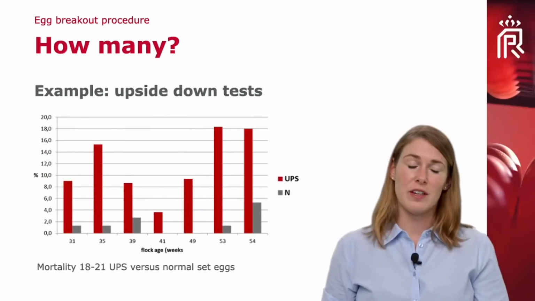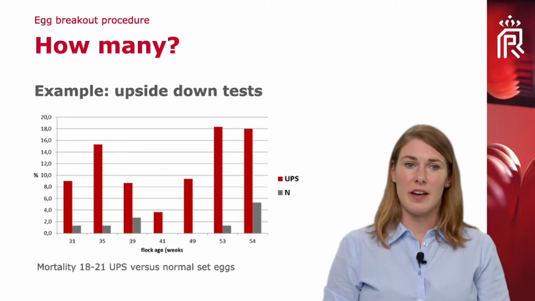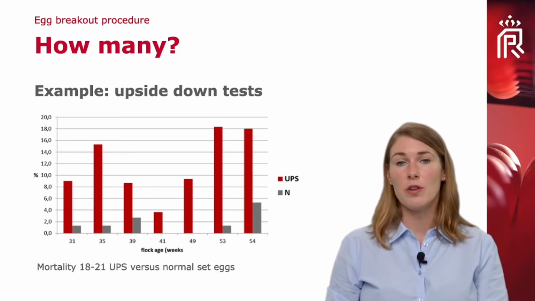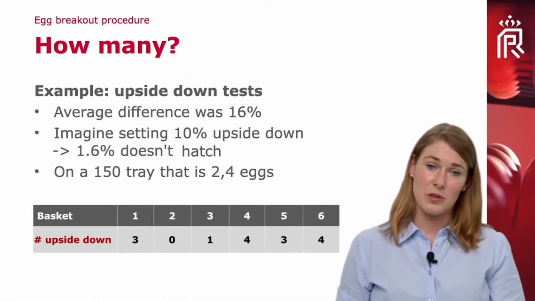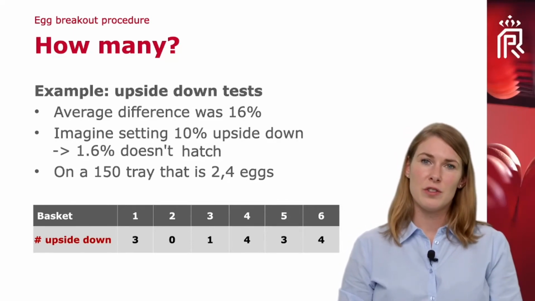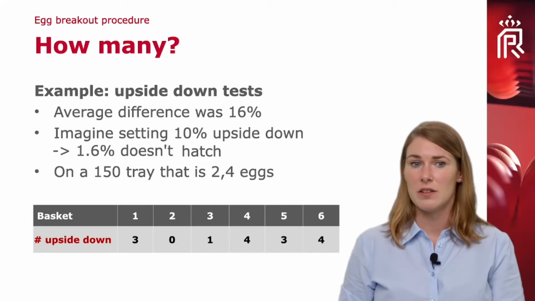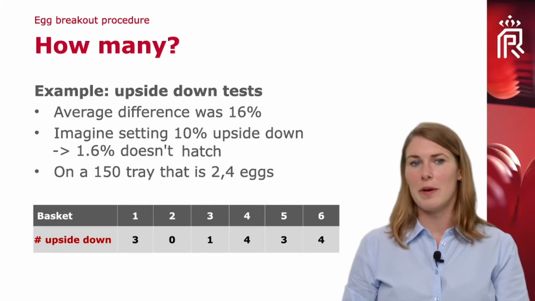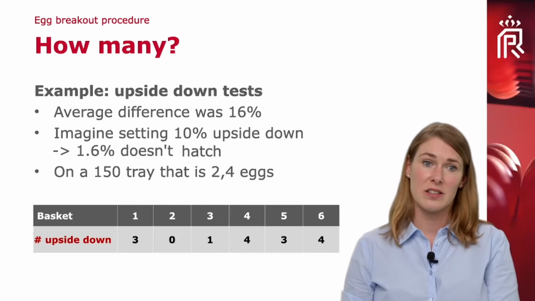Now if you show that in a graph, you can actually see that the eggs that were put upside down show a high mortality, especially on the older flock ages, compared to the normally set eggs. Now if you translate that to how many eggs should I open, this is an example of the number of baskets that you could open to try to find out how big of a problem you have. So imagine if you're setting 10% of the eggs upside down, you would see a hatch loss of 1.6%. If you calculate that based on a 150 egg tray, that would be 2.4 eggs.